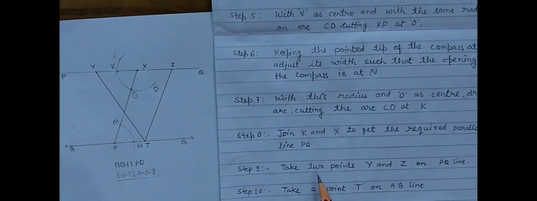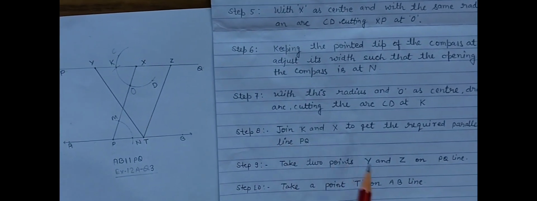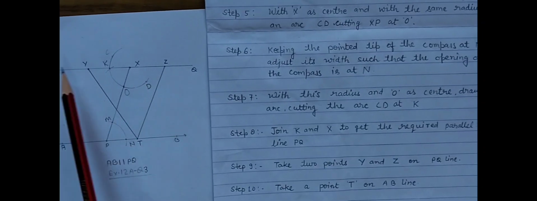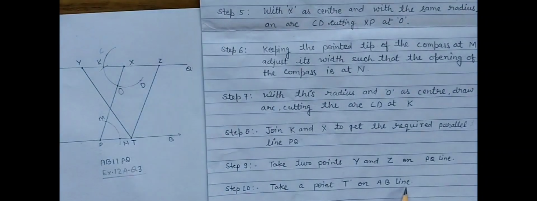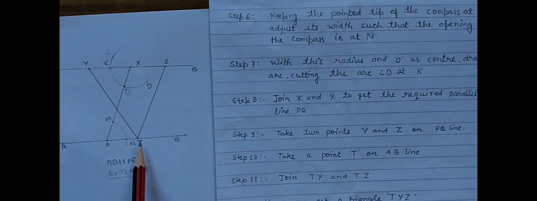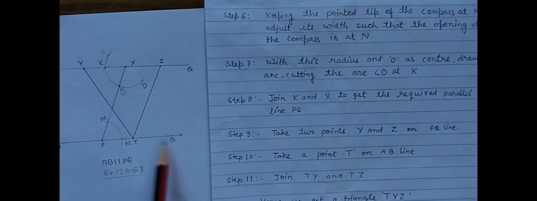Next, step nine, take two points Y and Z on PQ line. You have to take two points Y and Z. So we have taken Y point and Z point on PQ line. After that, take a point T on AB line. So we have taken T point on AB.